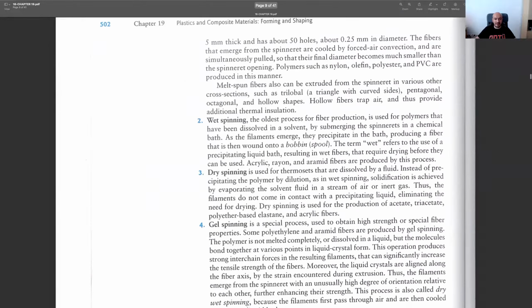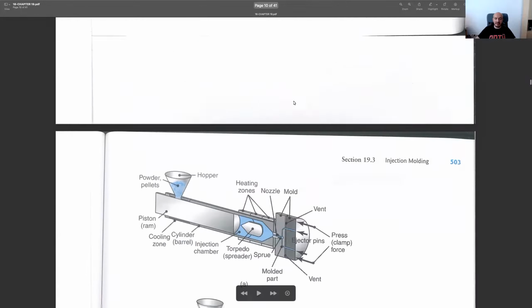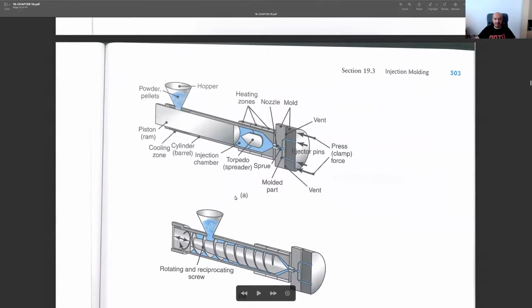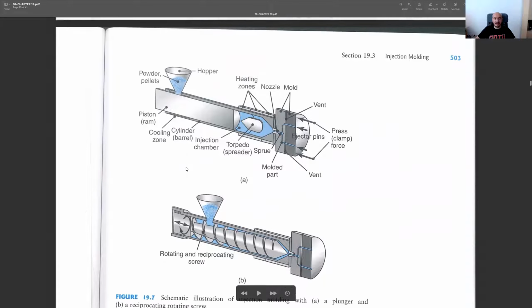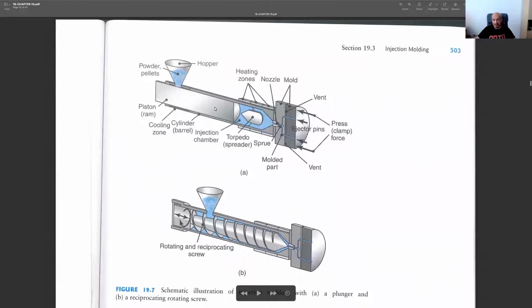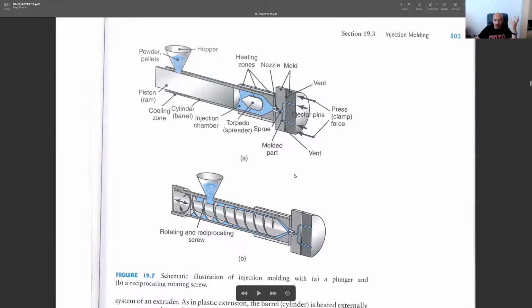Now I will briefly talk about injection molding. The equipment is somewhat similar. Again, we start with powders, pellets, granules, and then by using sometimes a piston or sometimes again screws, we melt this material and feed it, this time not into a simple die, but into a more complicated die.